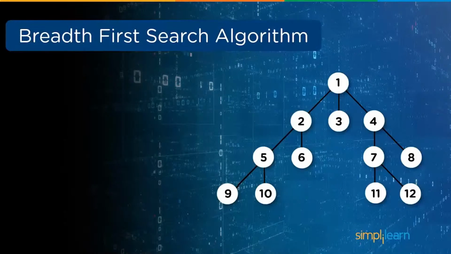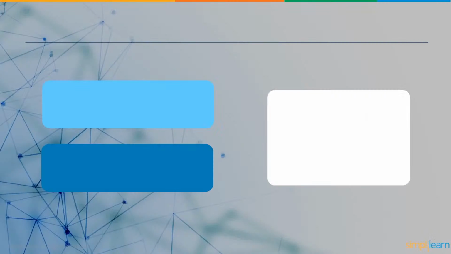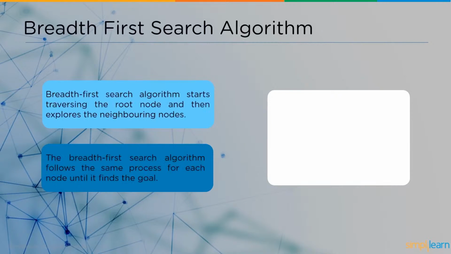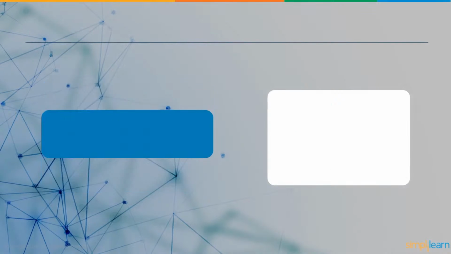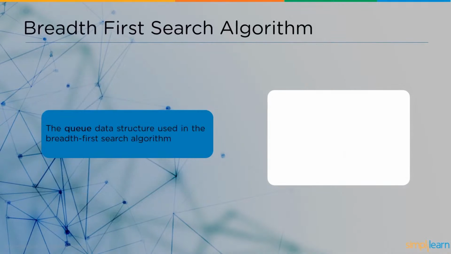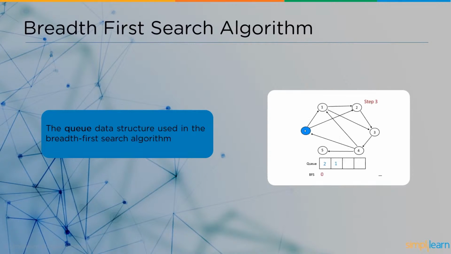Now let us try to understand the breadth first search algorithm. The breadth first search algorithm begins by traversing the root node and then moves on to all the other nearby nodes. The breadth first search approach repeats the procedure for all the nodes until the desired node is found. The queue data structure is used for the breadth first search algorithm.